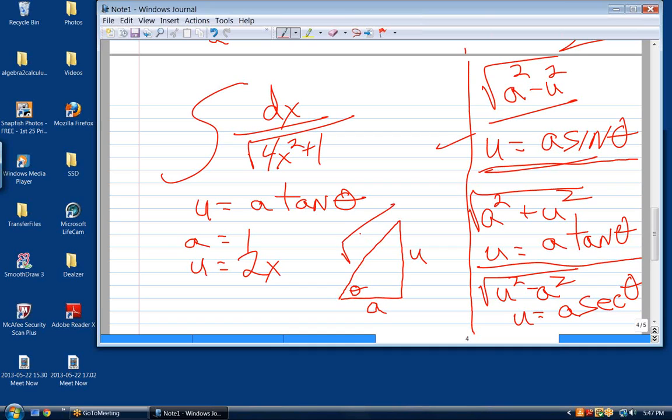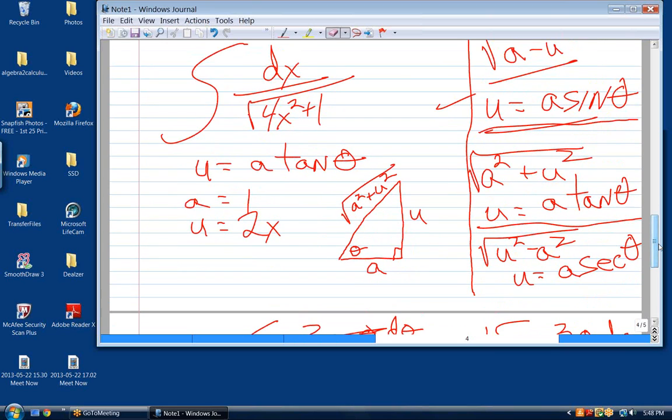Now, this is a squared plus u squared. Notice that when we draw the representative triangle, the third side is always what we're looking for in the integral. This becomes the format that we're looking at. That's why we're going to let u equal a tan of theta whenever we see the square root of a squared plus u squared, because we can handle this now. Okay, so this is our representative triangle, but let's proceed.